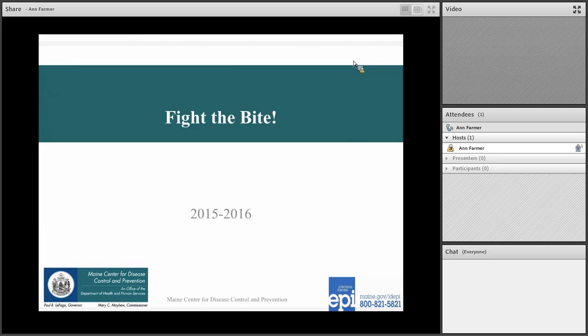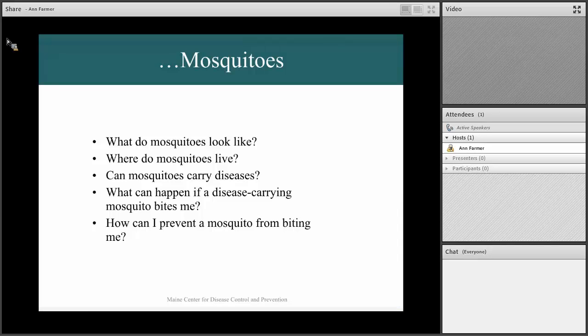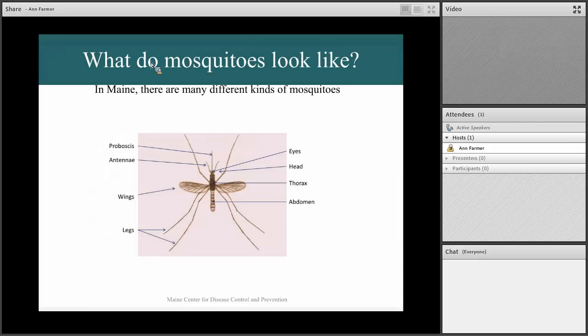During the next 15 to 20 minutes, we are going to learn about some mosquito biology, what mosquitoes look like, where mosquitoes live, and then we are going to get into the public health aspects of mosquitoes. So can they carry diseases? What happens if a disease-carrying mosquito bites me? And we are going to get into what is probably the most important part of this, which is prevention.